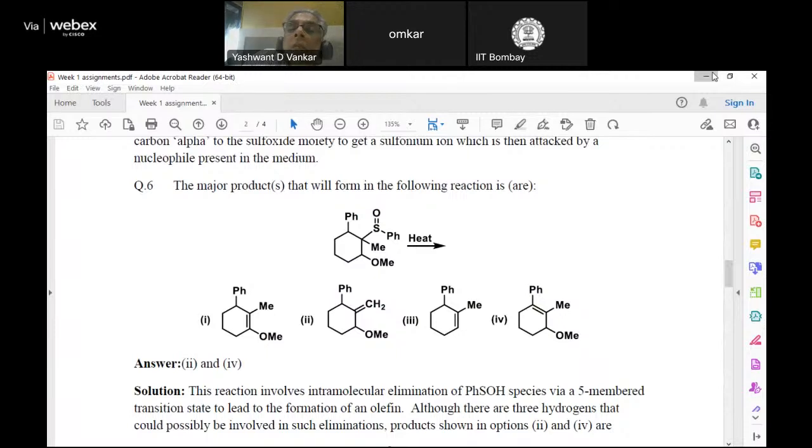Elimination. If you have a sulfoxide elimination or selenoxide elimination, it is a syn elimination. That is the reason why the transition state should have all the 5 atoms, that is sulfur or selenium and oxygen and hydrogen, and of course the other carbon. They have to be syn. Then only the elimination would occur.